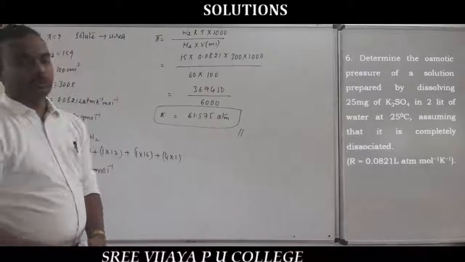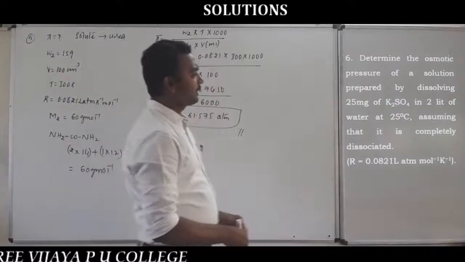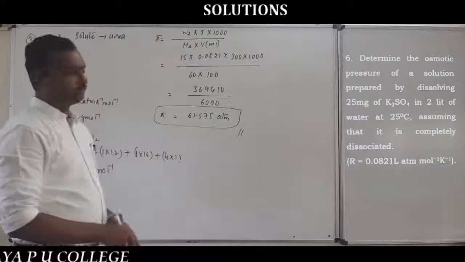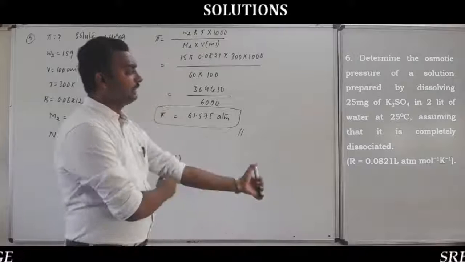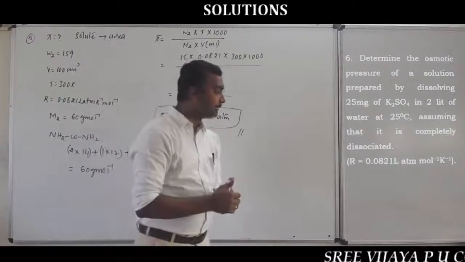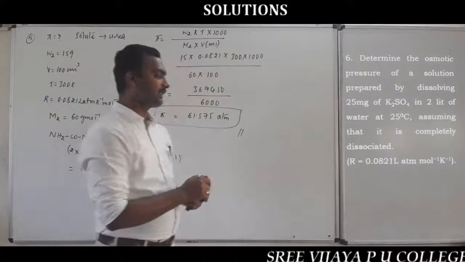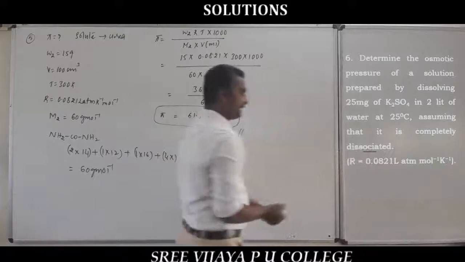Okay. Question number 6. Problem number 6 is: determine the osmotic pressure of a solution prepared by dissolving 25 milligram of potassium sulfate in 2 liter of water at 25 degrees Celsius. Assume that it is completely dissociated. R value is given. Here one term is given, that is completely dissociated.